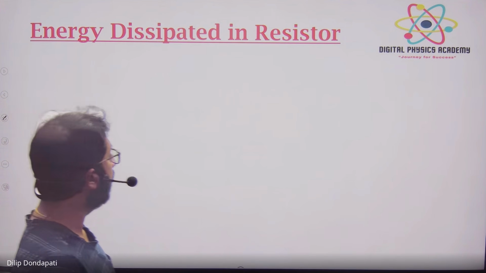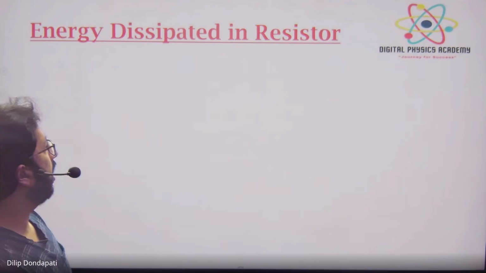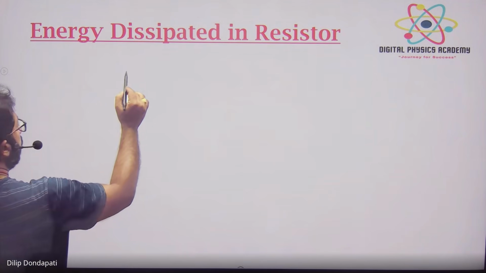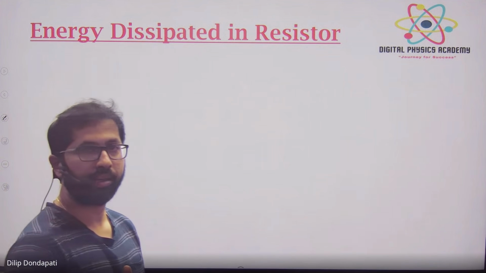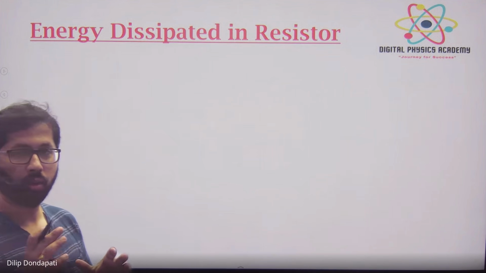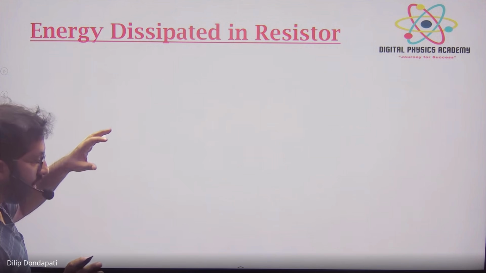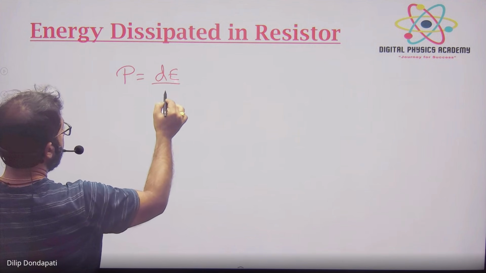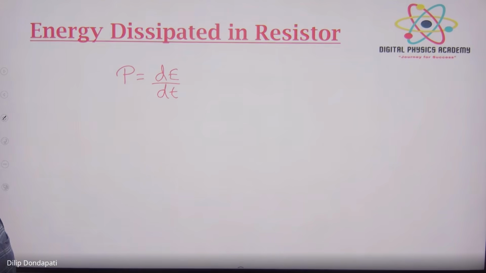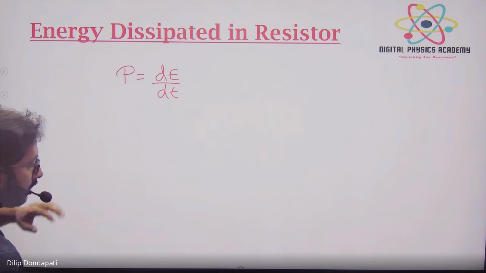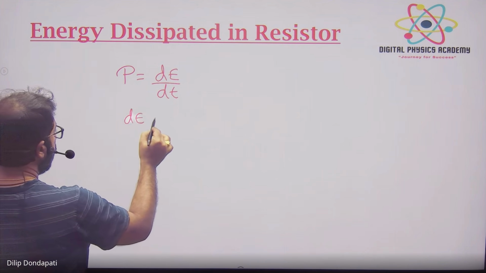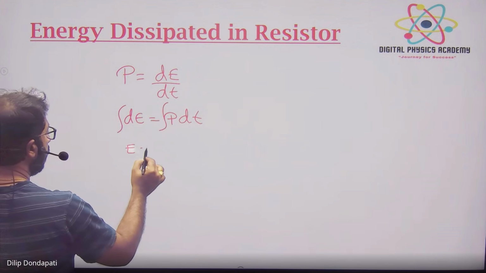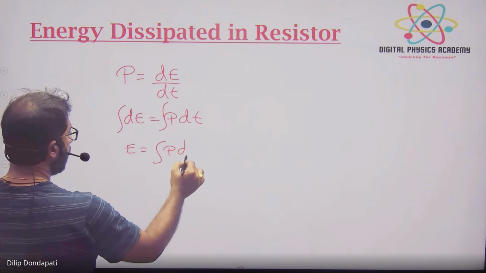Okay, electrical energy dissipated in resistor. Power into time we normally say, but that formula we should not use in this case. What formula will we use? P is equal to dE by dt. Power is small change in energy by small change in time, and dE is equal to P dt. Integrating both sides, we get energy is equal to integral P dt. This is the formula we are going to use.